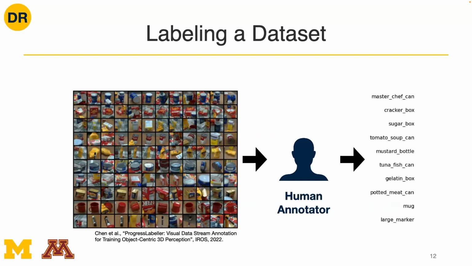So you'd take the images, you'd feed them to some human annotator, and hopefully that human annotator would give you correct, verifiable, trustworthy labels that would go along with each image. The downside with this is it would be pretty slow if you had one person.